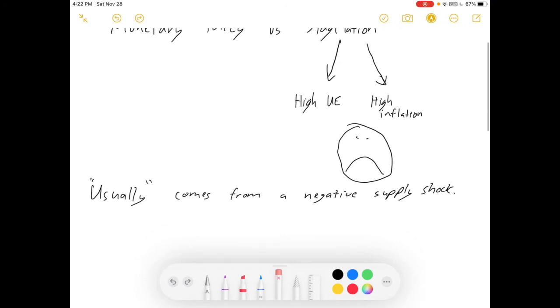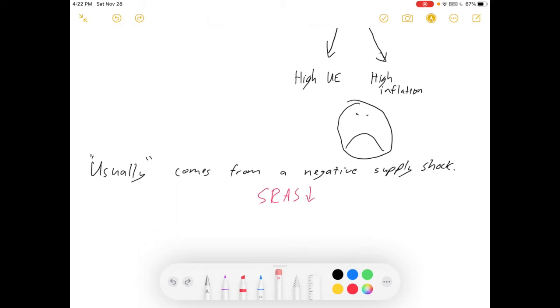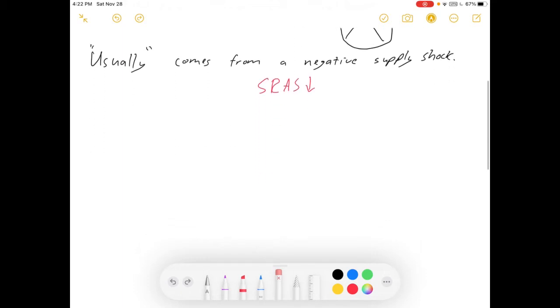Stagflation usually comes from a negative supply shock. I say usually because there's probably some outside circumstance. Plus, it doesn't happen all that often here. Like, we didn't even know this existed until the 70s, and there haven't been any major examples of it since then. Anyway, negative supply shock just means your short-run aggregate supply curve is falling.